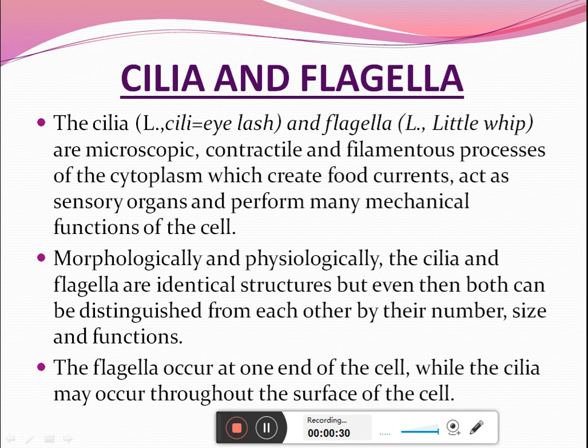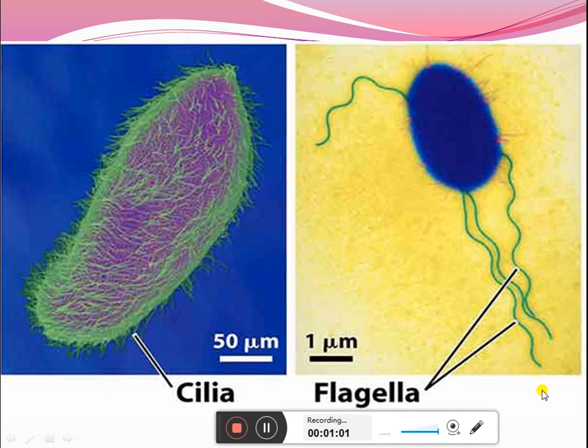The cilia and flagella are mainly projections from the cell, and the main difference between them is their length. Morphologically and physiologically, the cilia and flagella are identical structures, but even then both can be distinguished from each other by their number, size and functions. The flagella occur at one end of the cell, while the cilia may occur throughout the surface of the cell. This is the picture of cilia. Cilia are hair-like structures, and flagella are long thread-like structures.